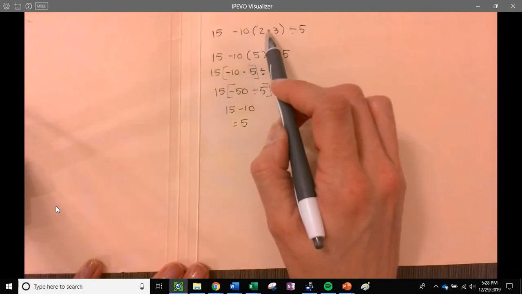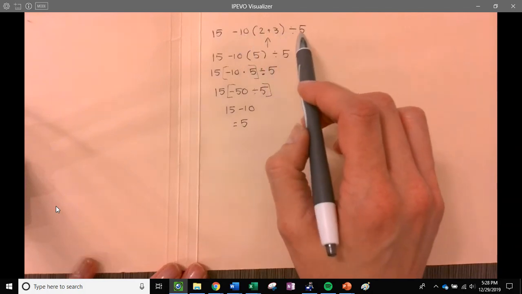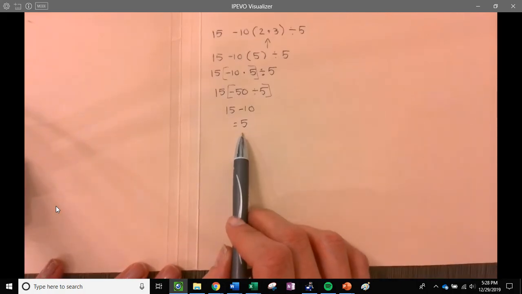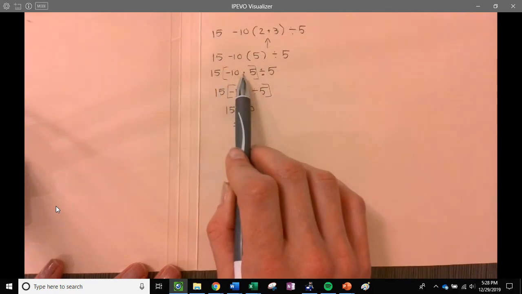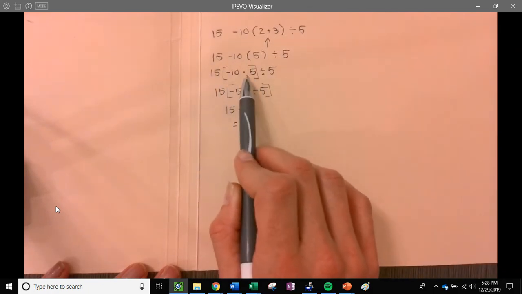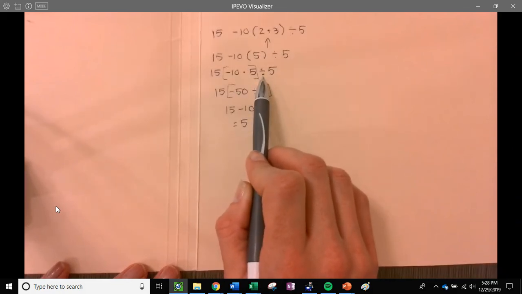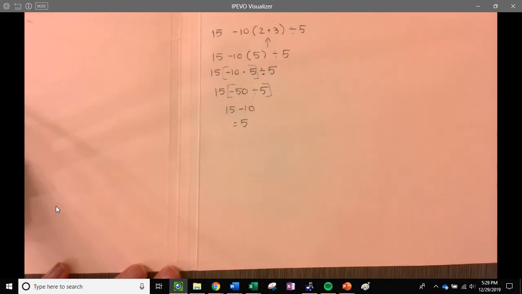Had we distributed from the very beginning, we would have 15 minus 20 minus 30 divided by 5. Maybe we would have done that division and gotten a negative 6 in there. We would have wound up with negative 11 or something crazy. That's not what we need. We need 5. So we did our parentheses first. We rewrote the equation so we could see our signs, and then we read it left to right, worrying about multiplication and division first, and then addition and subtraction. So we multiplied, then we divided, then we subtracted.